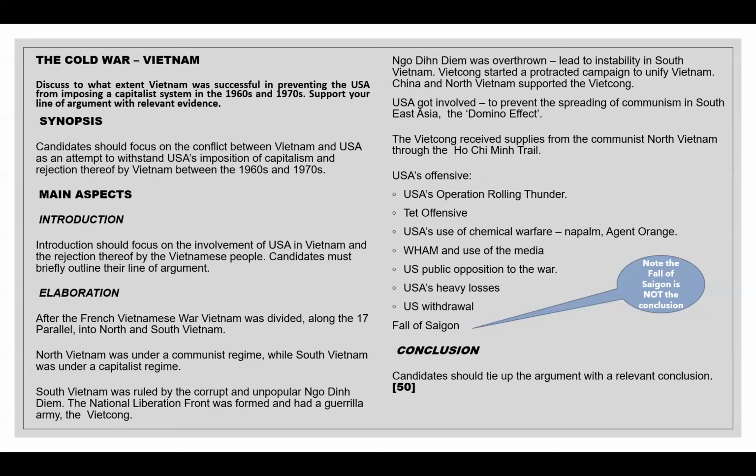So Ngo Dinh Diem was overthrown, which led to instability in South Vietnam. The Viet Cong realized that this is the chance that they have in order to unify Vietnam. So remember, it's divided into North and South. They just want to have one country called Vietnam. And obviously, they want this one country to be under communism. China and North Vietnam supported the Viet Cong. So the Viet Cong is like those guerrilla soldiers.